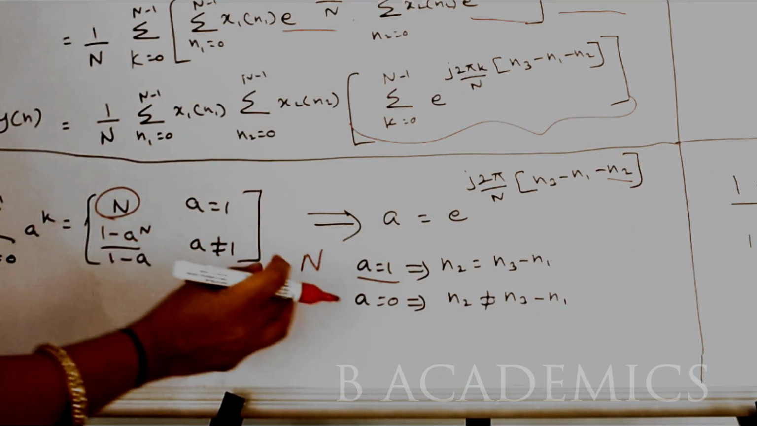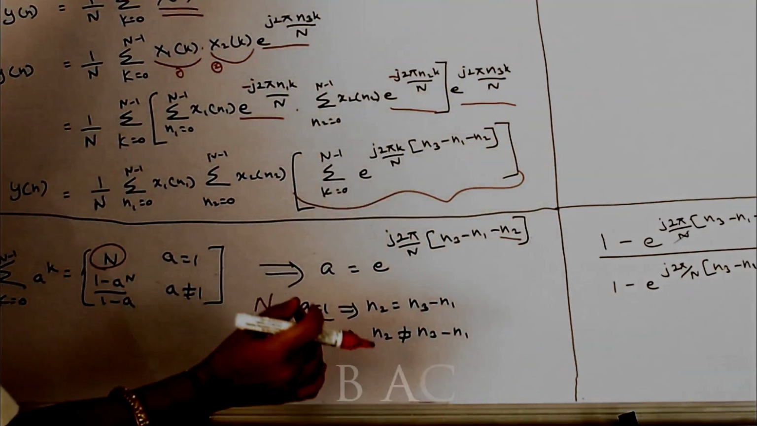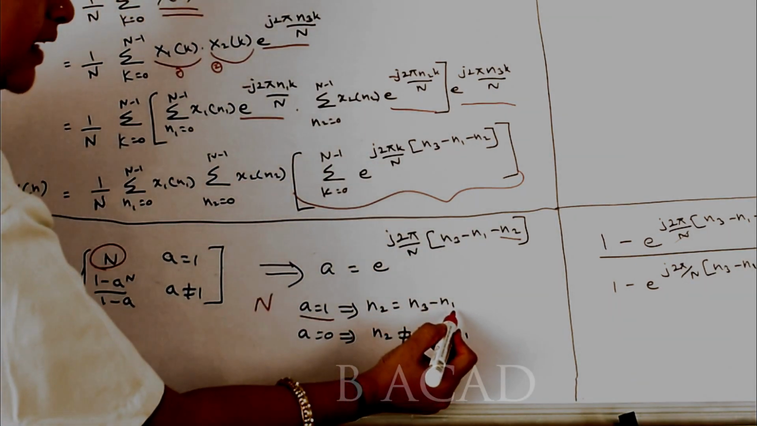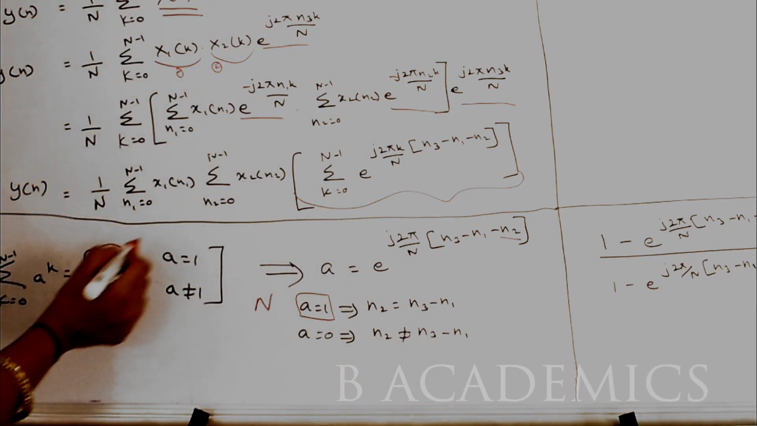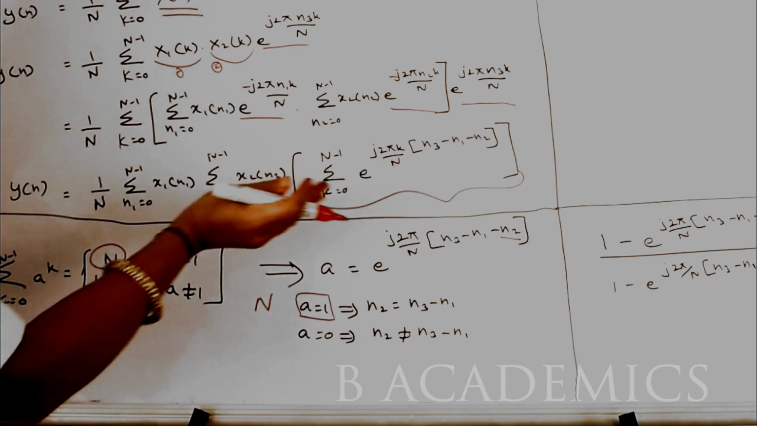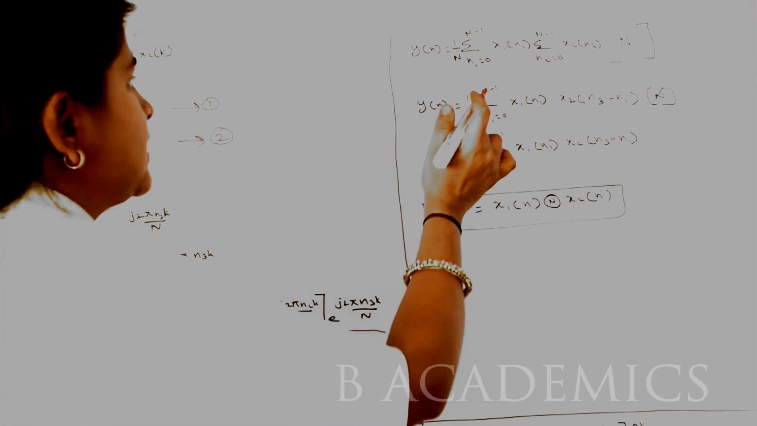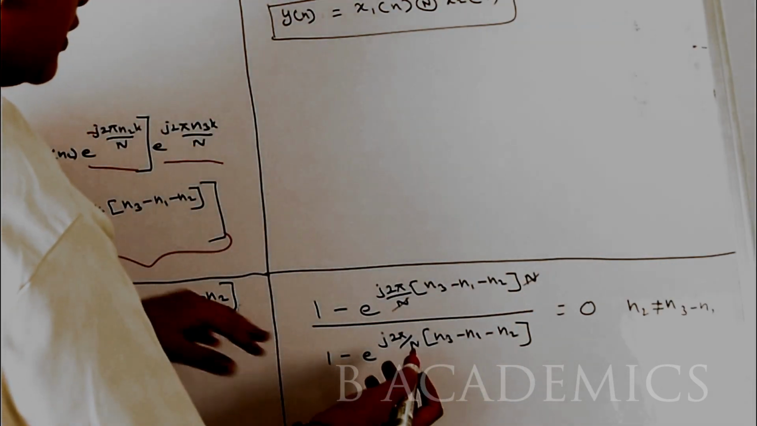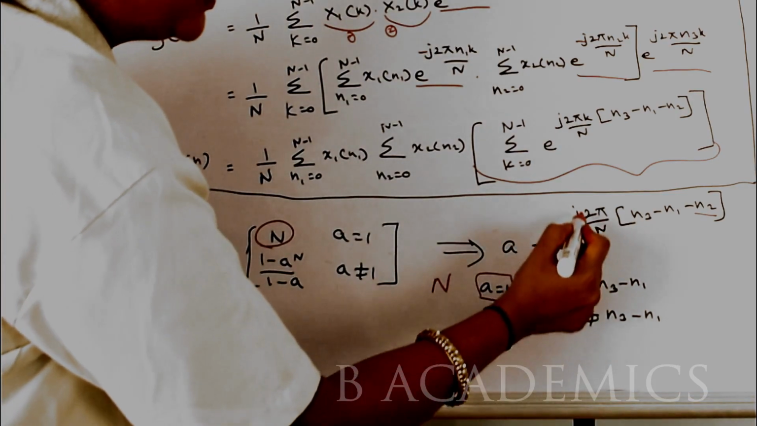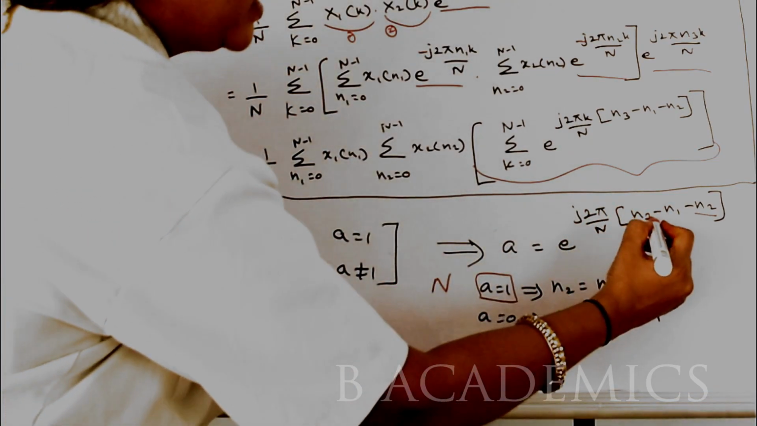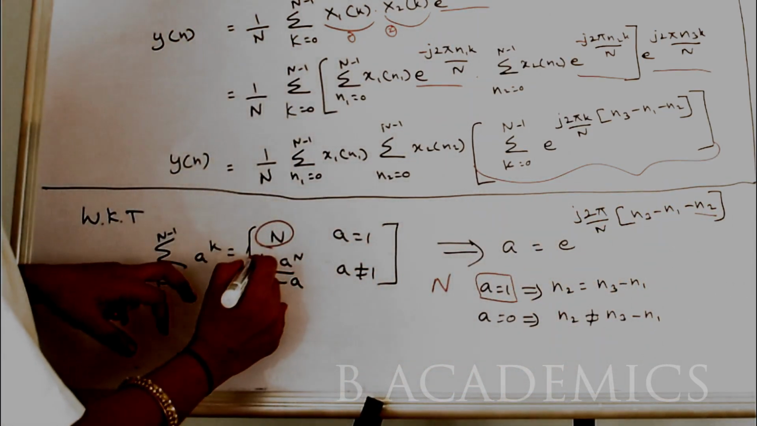So I am substituting this N here. For the whole term, when you substitute n2 as n3 minus n1, the value of a will be 1, and when a is 1, the value of this whole term is N. So I am replacing this whole term with N. In the next step, consider 1 minus a power N. You know that a is equal to e power j 2 pi divided by N into n3 minus n1 minus n2. So I am substituting this a in this term.